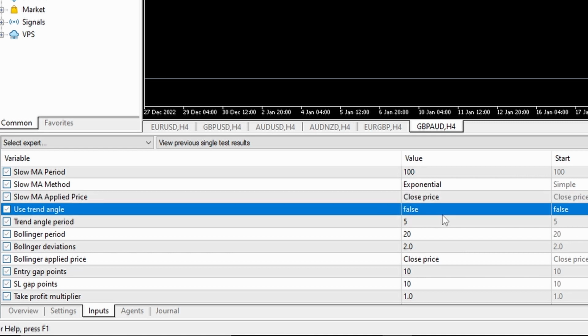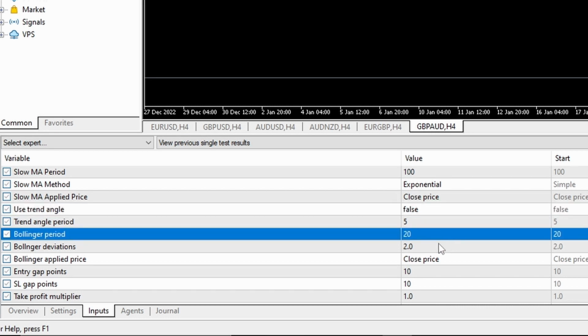I'm not using the trend angle, as I explained, because I find that when I do use that, I get very few trades. So it might be a useful tool if you want to reduce the total number of trades and make sure they're better, but you get so few trades. In many of my tests, I got no results at all.